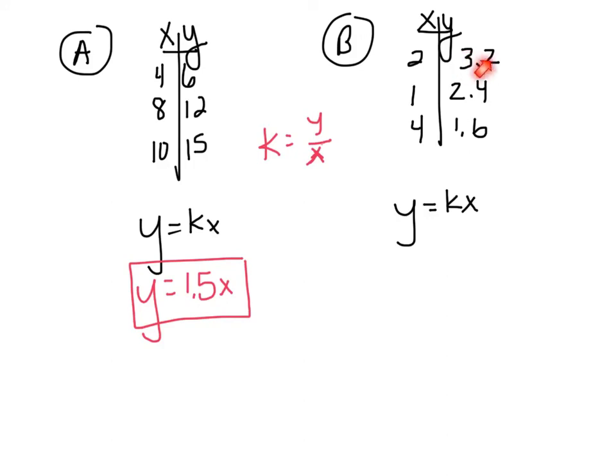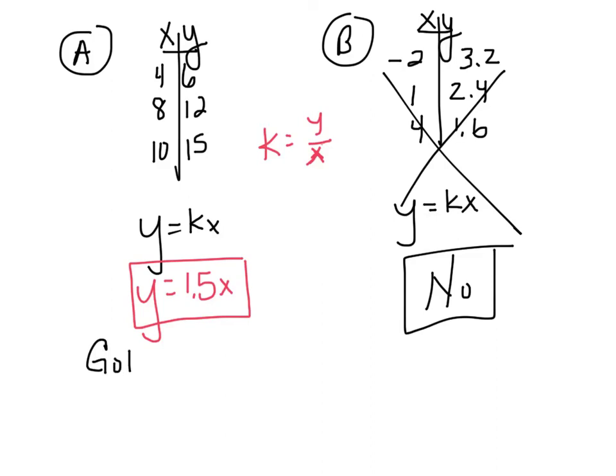So in the next problem, 3.2 divided by negative 2, sorry, that should be a negative 2. 3.2 divided by negative 2 gives you negative 1.6. 2.4 divided by 1 is 2.4. 1.6 divided by 4 is 0.4. Guess what? They're all different. Therefore, this does not work. The y divided by x is not the same ratio for every ordered pair, so y does not vary directly with x. So this problem cannot be done.